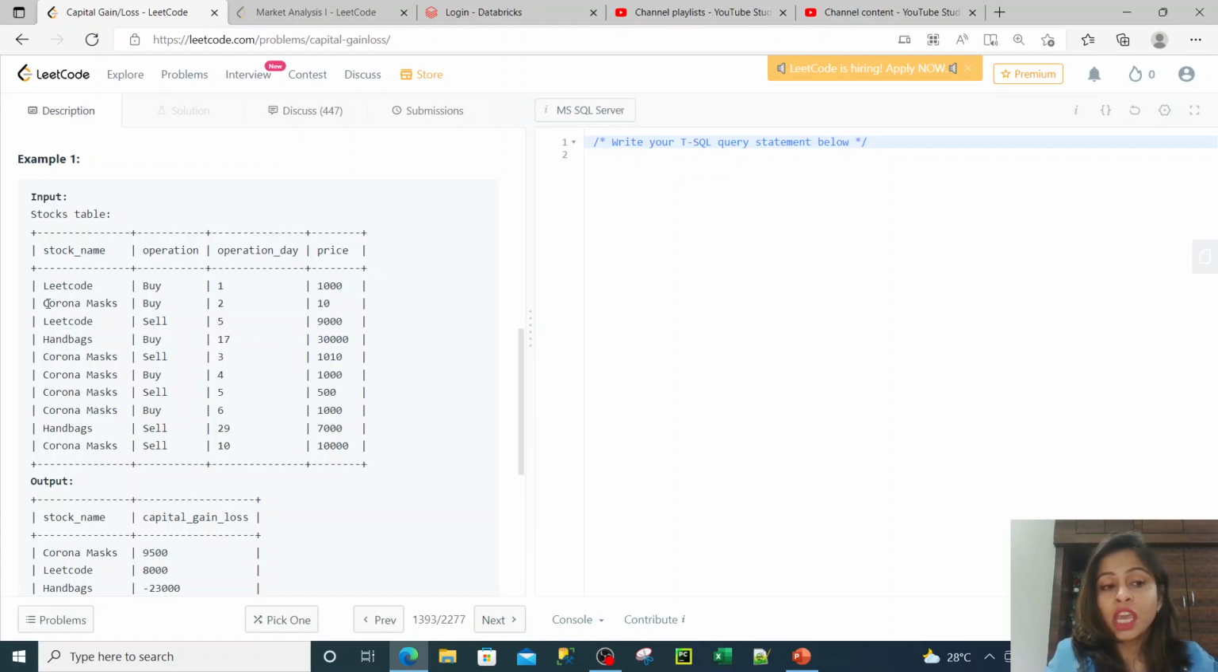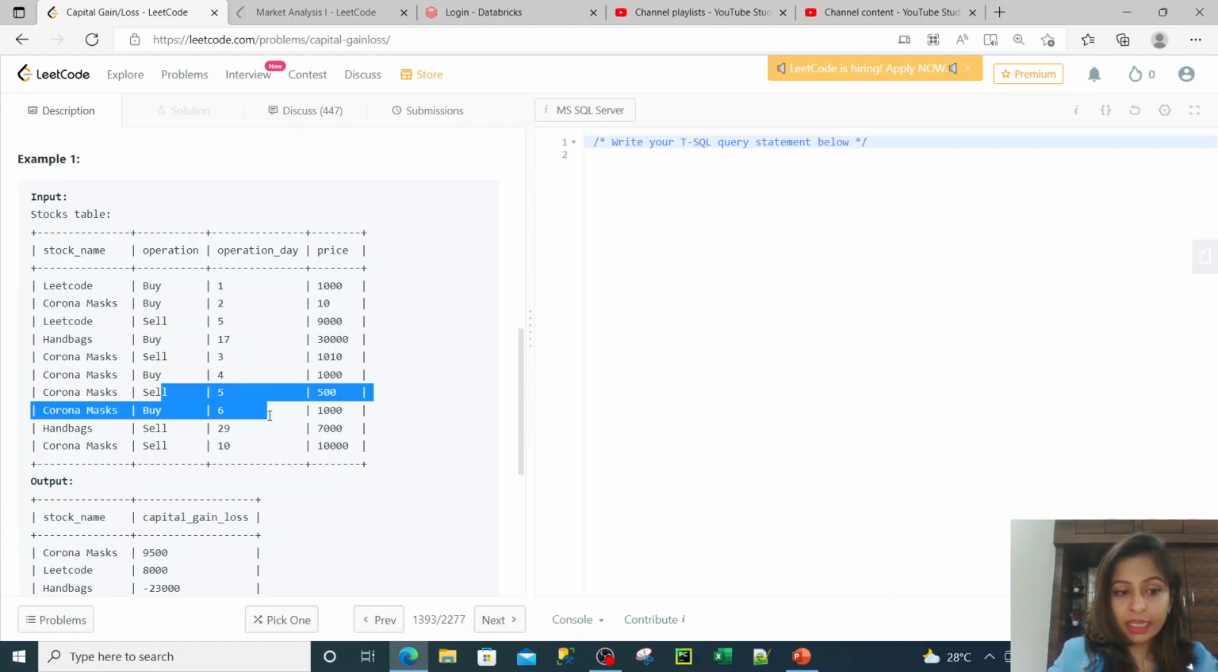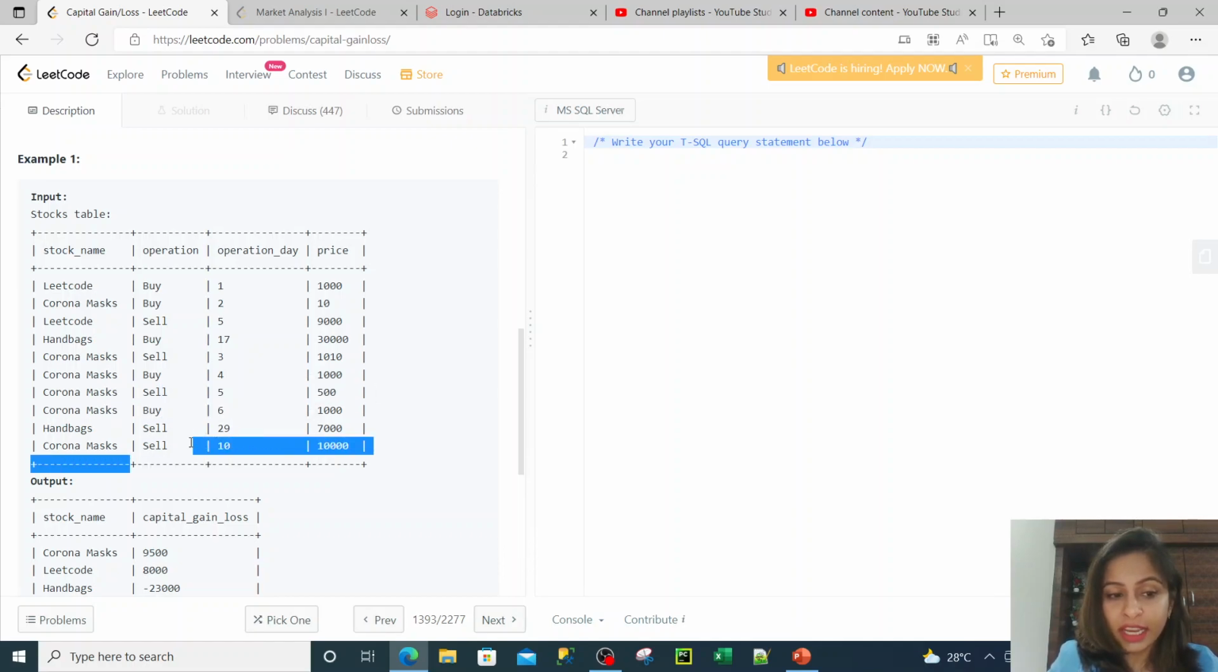Similarly, the stock named Corona has been purchased on second day and sold off on third day, then again bought on fourth day and sold off on fifth day, and then again bought on sixth day and sold off on 10th day, right? So this is how your table will look. Each stock might be bought n number of times, but it will be sold n number of times only, as per this input table.